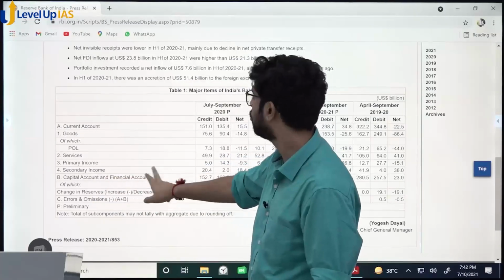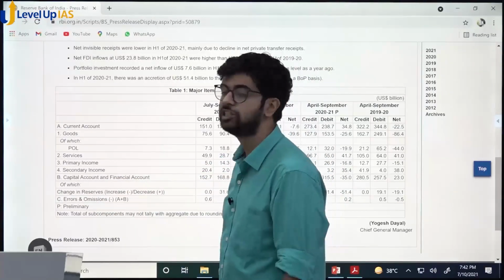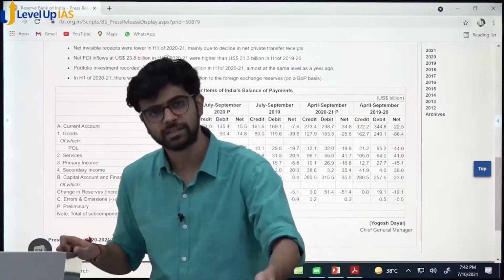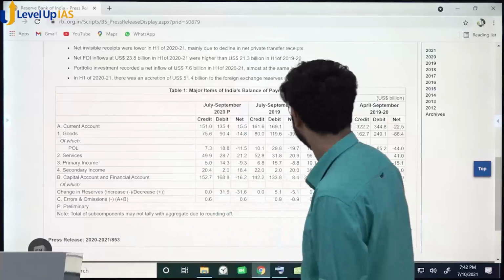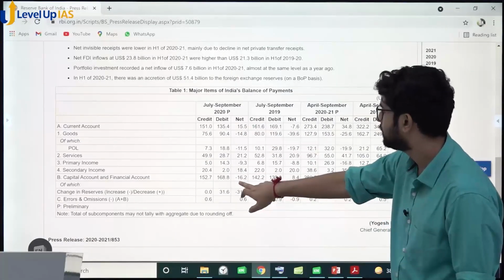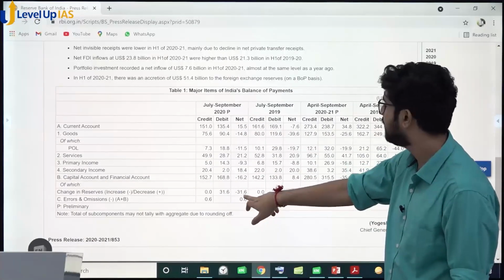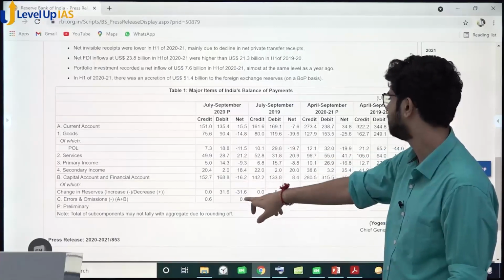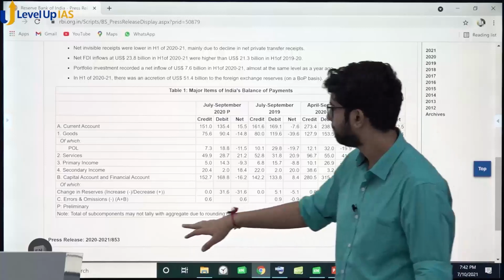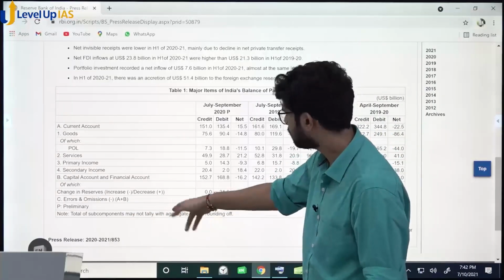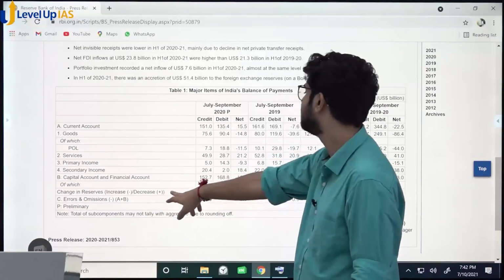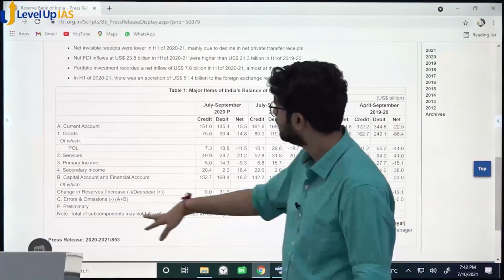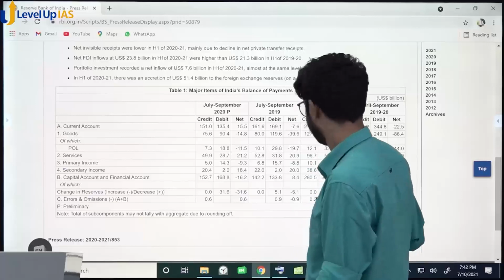Capital account and financial account, of which change in reserves. Change in reserves means how much forex has increased or decreased. How much did we have to sell forex? How much did we gain in forex? So in this case, net we had to sell forex. Why? Because we were running a deficit. Net negative, whatever it is. Oh, they have given it reversed. Increase is minus, decrease is plus. So increase is minus. So this is increase. Errors and omissions, preliminary. Okay, whatever it is.